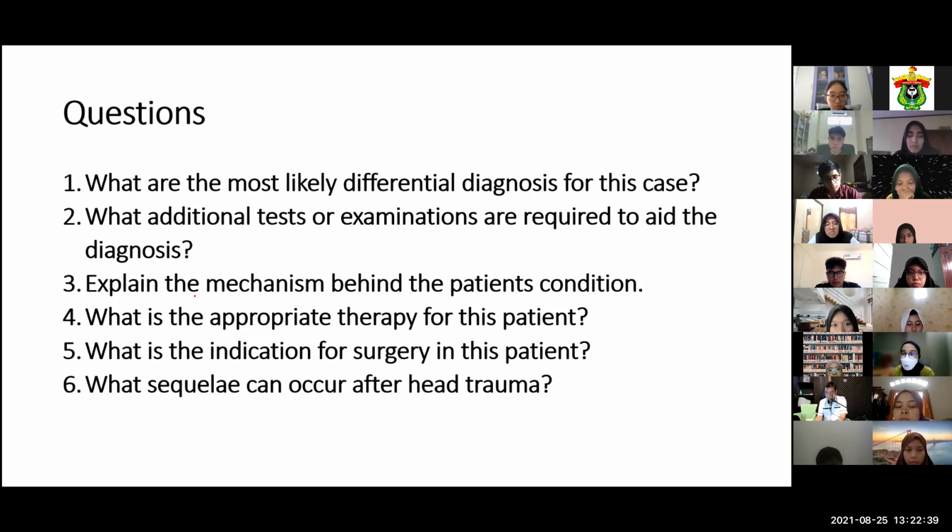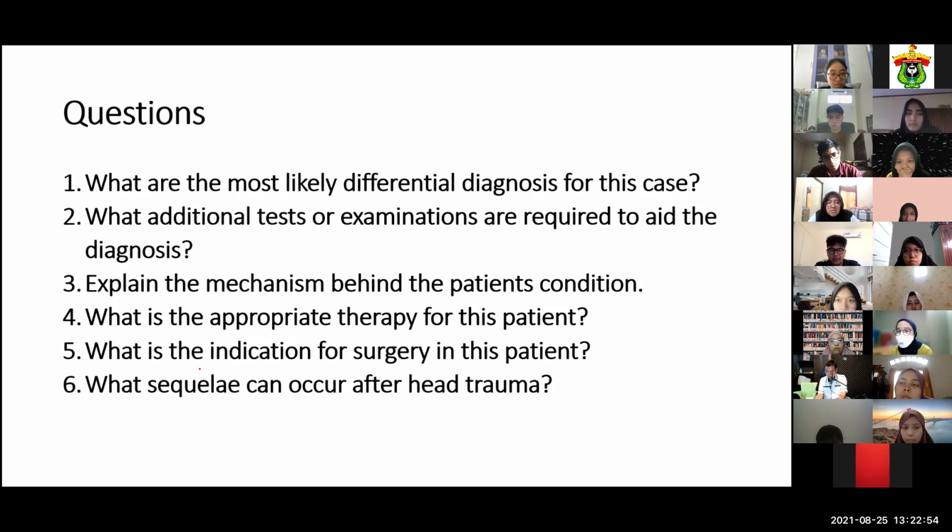And then second, what tests do you think you will need in order to aid the diagnosis? And third, what is the mechanism behind the patient's condition? What is the appropriate therapy? Indication for surgery? When do we operate on the patient? And what sequelae or leftover problems can occur for this patient after the head trauma?